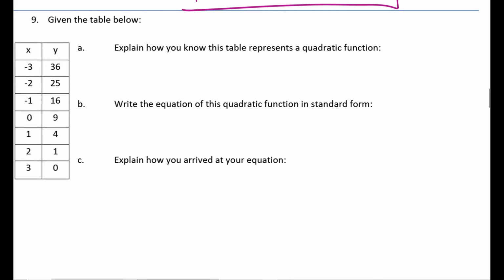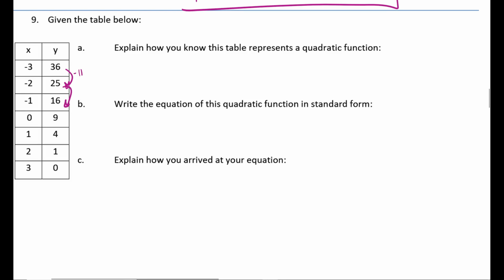Number 9. Given the table below, explain how you know this table represents a quadratic function. Well, in order to look at a table and see a quadratic function, you need to look at the rates of change between each of the points. So I'm going to do this just by subtracting the y values. So to get from 36 to 25, 25 minus 36 is negative 11. I went down 11 to get there.